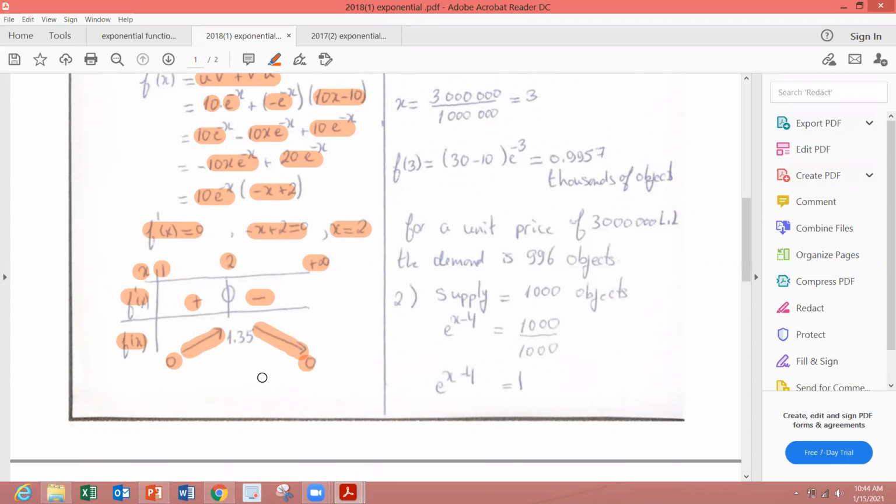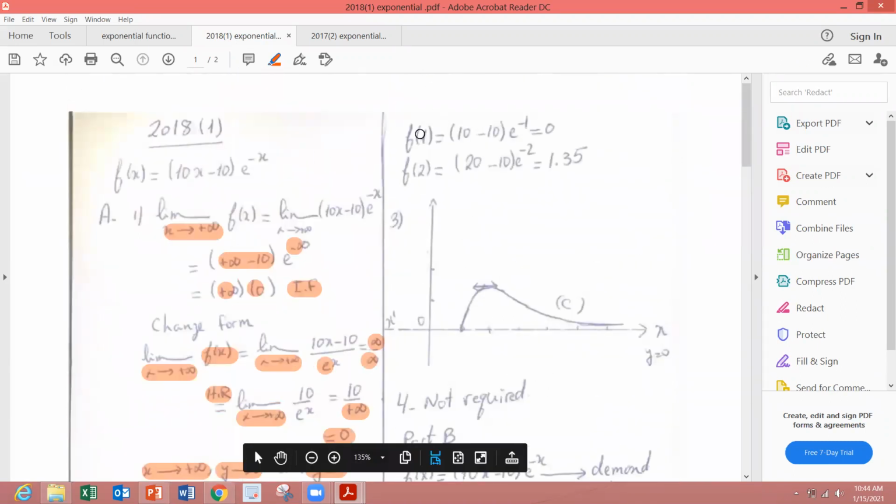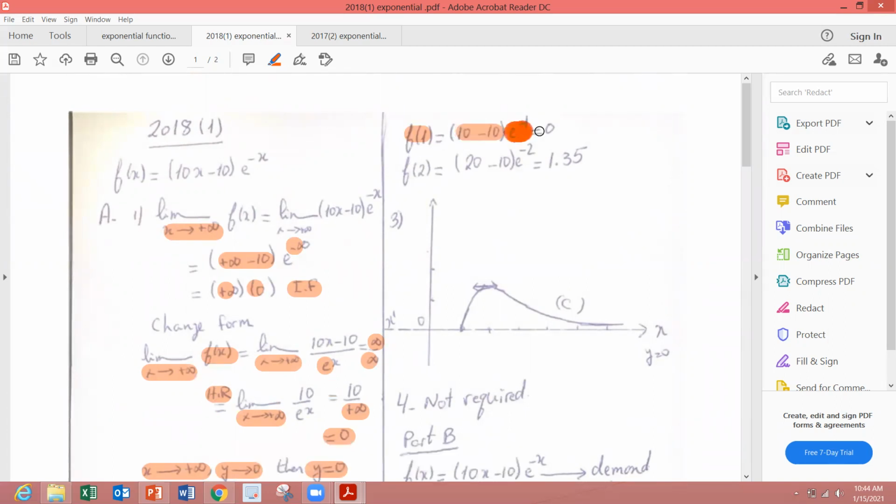Where did we find that f of 1 is 0? Okay, we find it here. f of 1, replace x by 1, it becomes 10 minus 10 e to the minus 1 equal to 0. And f of 2 is 20 minus 10 e to the minus 2; by using the calculator you get 1.35.